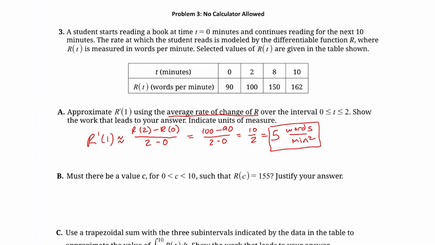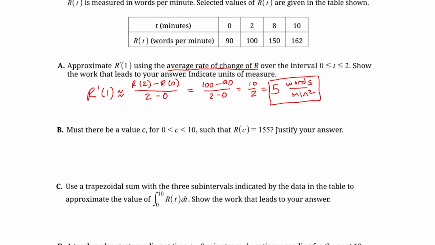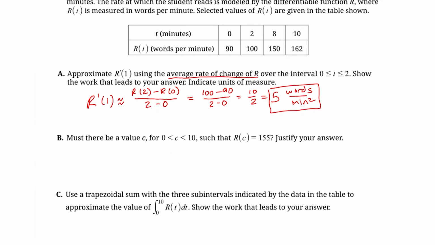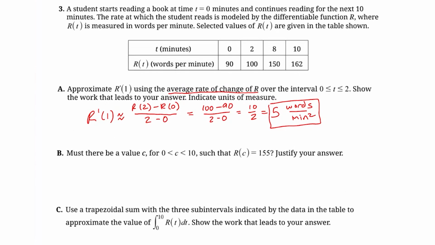Part B says, must there be a value c in between 0 and 10 such that R of c is 155? Now, this one is probably the trickiest. It's not even that hard. There's no algebra or anything here. As I worked through all these, this one was the trickiest one for me to say in a succinct way. But basically, this comes down to the intermediate value theorem.